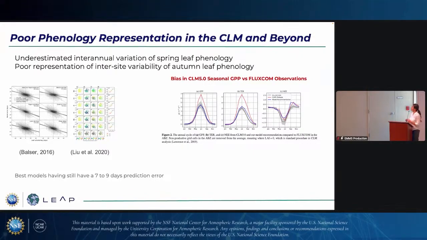But on the right-hand side, you can also see specifically some of the bias that the CLM5 has in the seasonal GPP and how it compares to the FluxCom observations. Specifically, we see an earlier spring and a later fall compared to the observations in FluxCom.